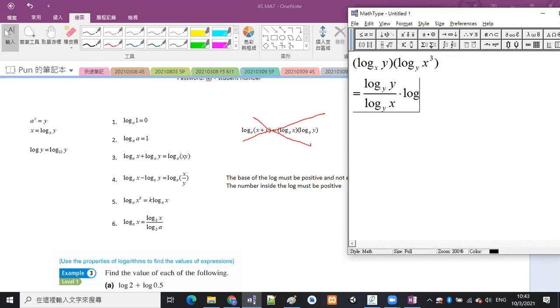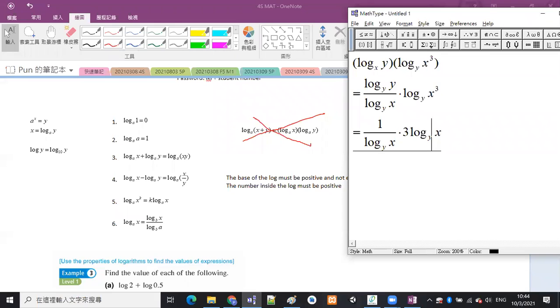Okay, and then times log x cubed base y. First, can you see that in the upper part we have log y base y? So the number inside the log is exactly equal to the base of the log, so it becomes 1. And then log x base y, like this, and then times this log x cubed base y. The cube is the index of the number inside the log, so it can be brought to the front of the log, multiplying to the log. So it is 3 times log x base y.